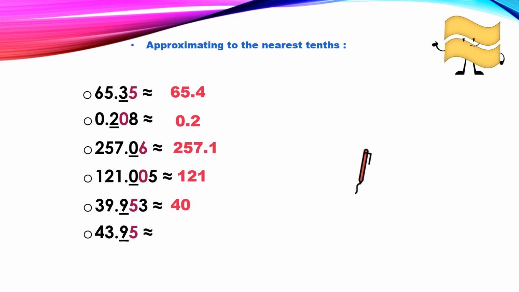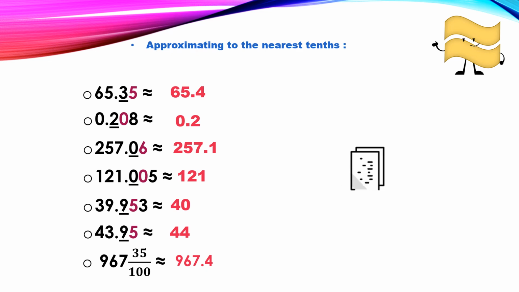43 and 95 hundredths. This is easier. We'll use the explanation of the example before it. 9 is in the tens place and 5 is a rich digit. So I will add 1. I will take 9 and the number beside it, and move this one to the next place. So the answer will be 44. Okay? Very good.